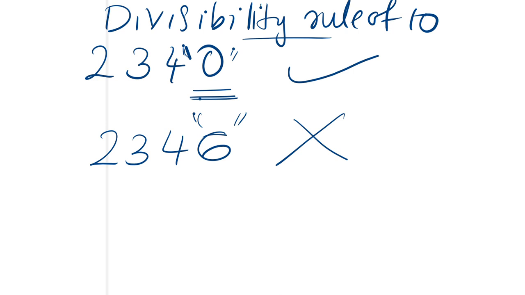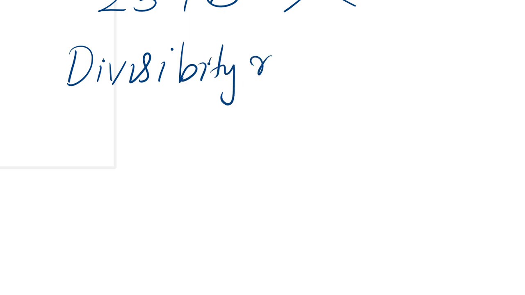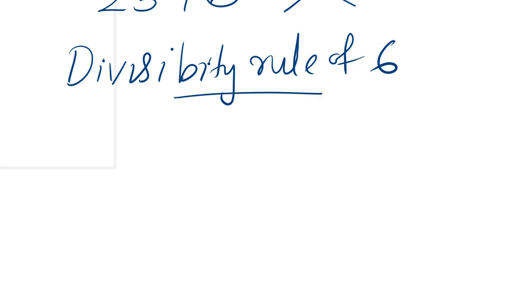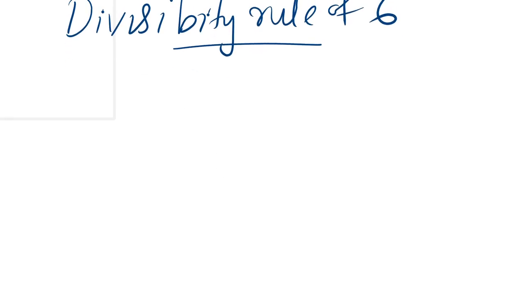Okay, so next, divisibility rule of 6. Okay, you know the divisibility rule of both 2 and 3. If it is an even number, that number is divisible by 2. And if the sum of digits is a multiple of 3, then that number is divisible by 3. So the divisibility rule of 6 combines both divisibility rule of 2 and 3.